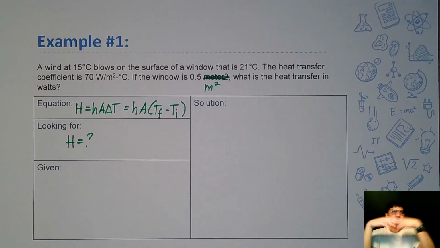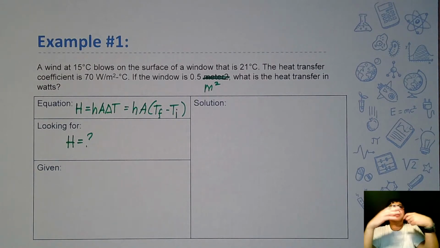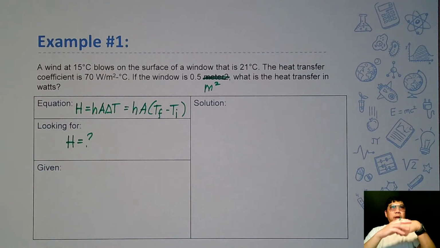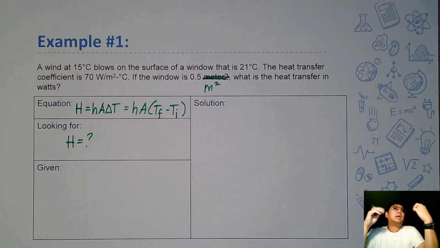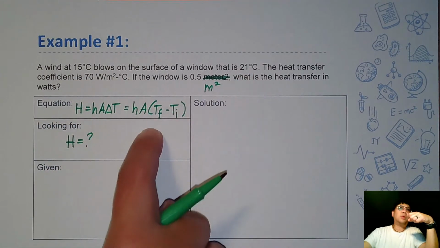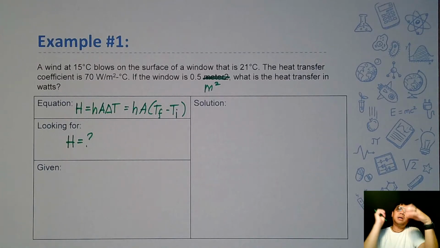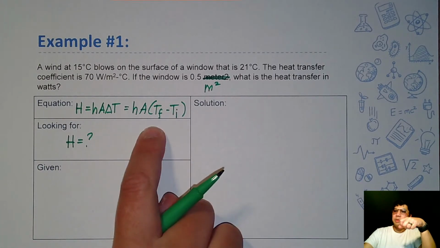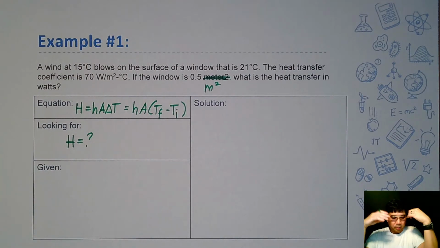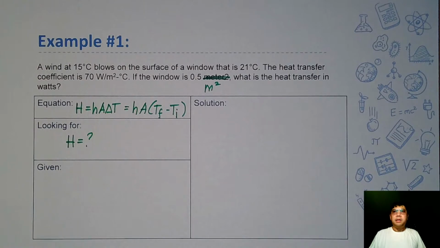So the wind blows. Wind, that is your fluid. Wind is basically air, but it's moving, that's why it's called wind. So the initial temperature of the wind is 15, and then the final is 21. So we will place the greater temperature first minus the lower temperature, because we all know at this point that the transfer of heat is from high to low.